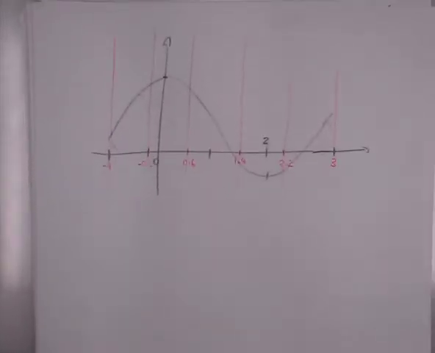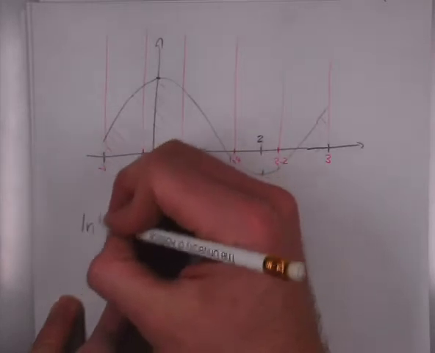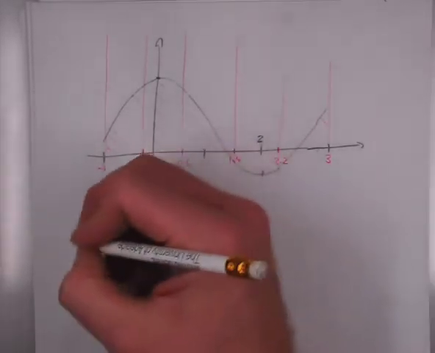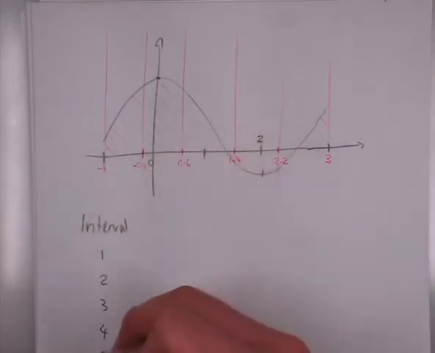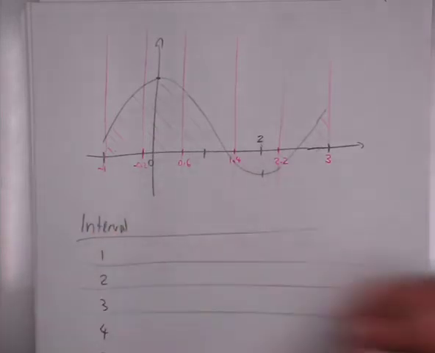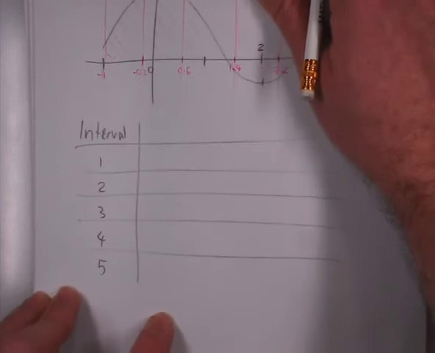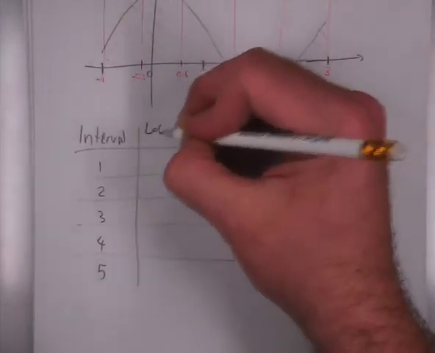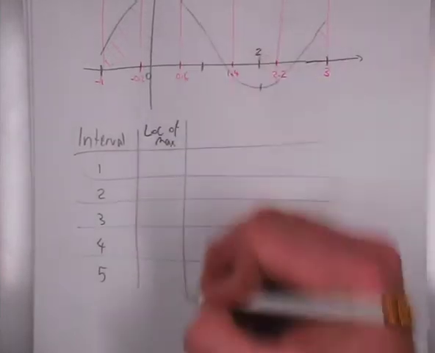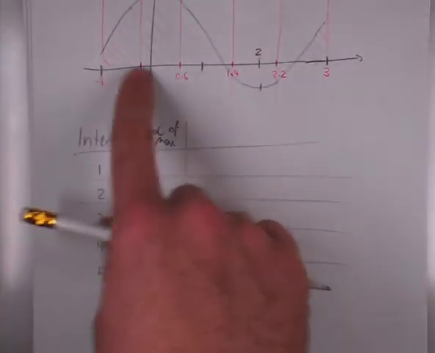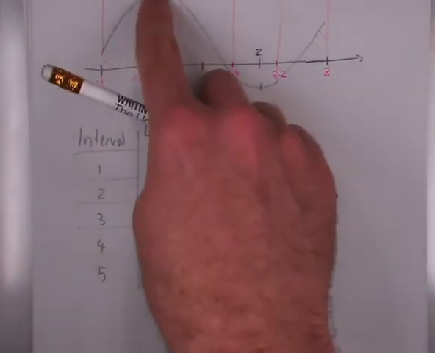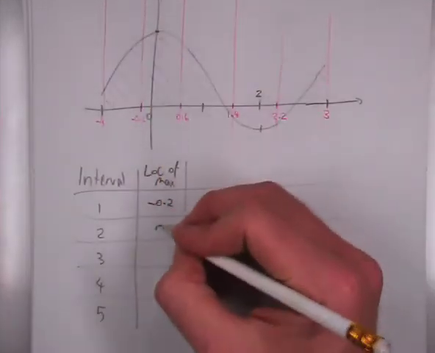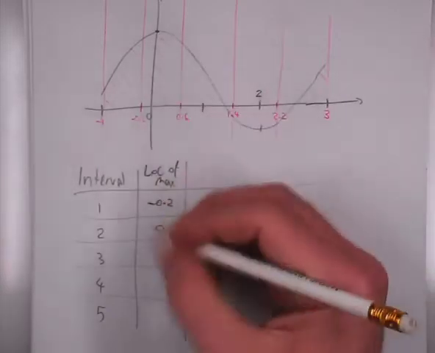Cool. So now to figure out the upper sum, I need to figure out where the maximum is on every interval. So I'm going to draw a table. Okay, so interval number 1, 2, 3, 4, and 5. And the location of the maximum. So on interval number 1, the maximum is here at minus 0.2. And on interval number 2, the maximum is here at 0 because the maximum is somewhere in the centre. And on interval number 3, the maximum is here at 0.6.